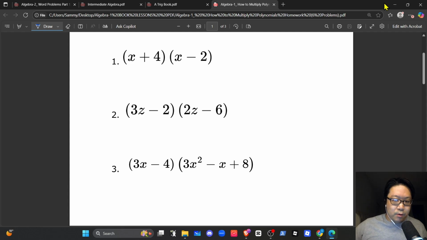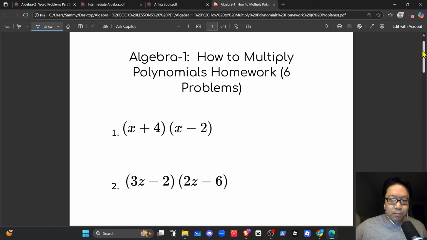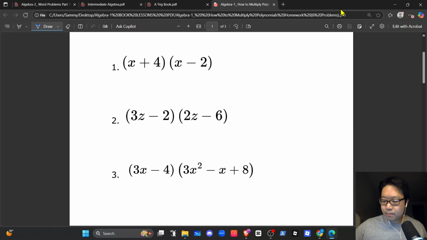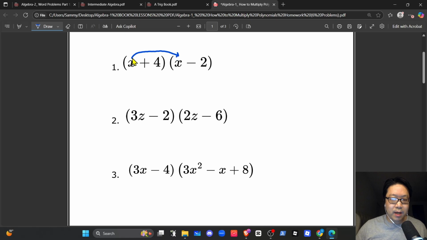Hi, in this one, we're going to go over how to multiply polynomials homework. So let's just start with the first problem. And as we've done before, all you have to do is multiply each term of the first polynomial by each term of the second polynomial, okay? So let's go ahead and do that.